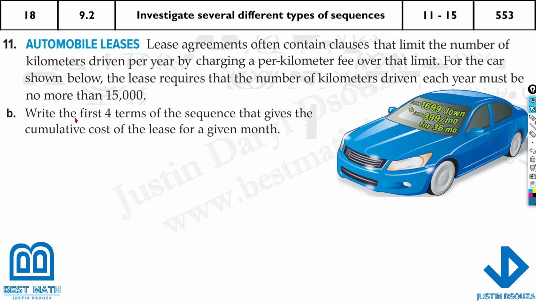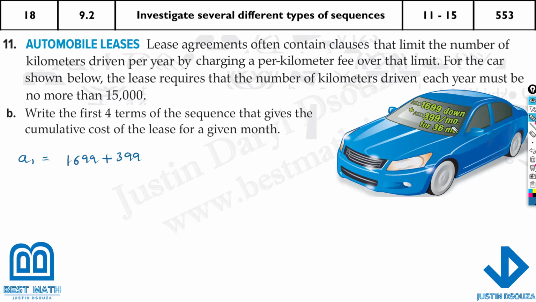So the next part over here is: write the first 4 terms of the sequence that gives the cumulative cost of the lease for a given month. See, your first 4 terms, in the sense first 4 months, we need to write. What is the down payment? 1,699 is the down payment. So the first term will be, no matter what, you have to pay the down payment. And then what do you need to pay every month? That is 399.